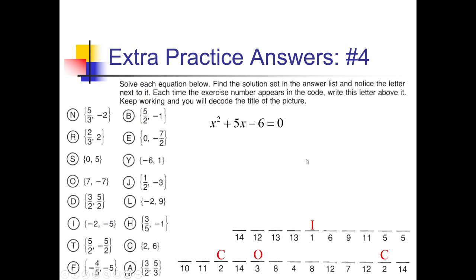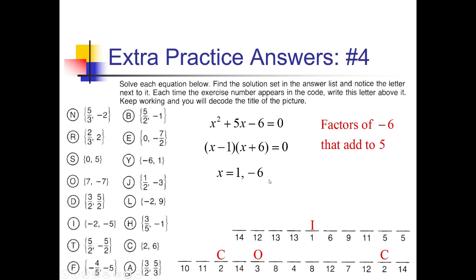On this problem, I have a squared coefficient of 1, so I just need to find factors of -6 that add up to +5. Well, that would be -1 and +6, so I can write x minus 1 and x plus 6. Setting each of these equal to 0, 1 minus 1 is 0, so there's one answer, and -6 plus 6 gives me my other answer of -6.